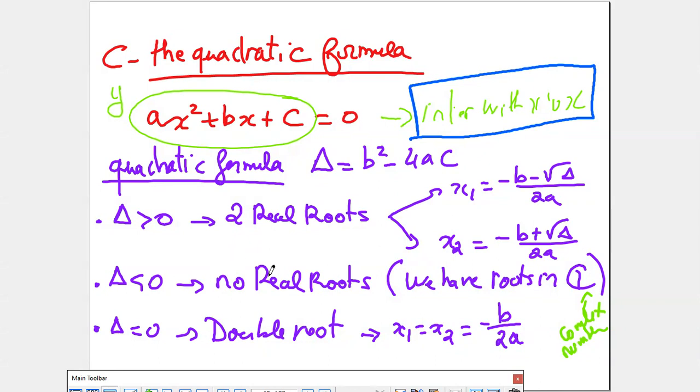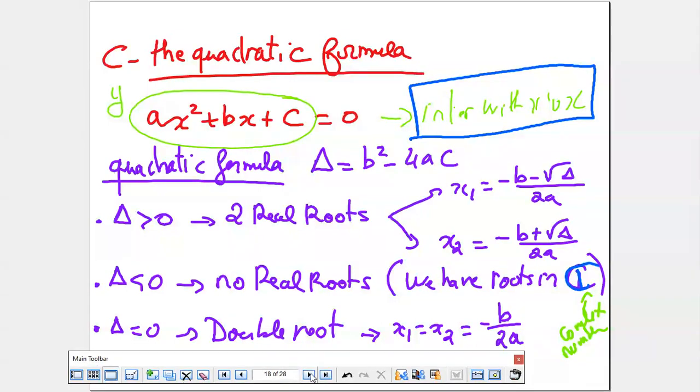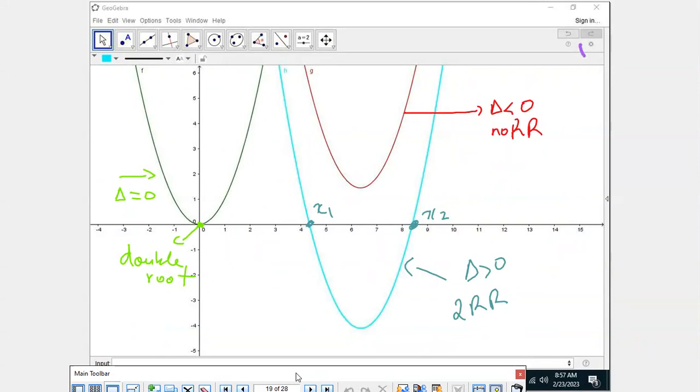When delta is negative, there is no real root, but you have a root in C, and we will see what that means in the next lesson. And when delta is zero, double root, it means I have one intersection, x1 equals x2 equals minus b over 2a. If I want to see it on the graph, guys, look at it.